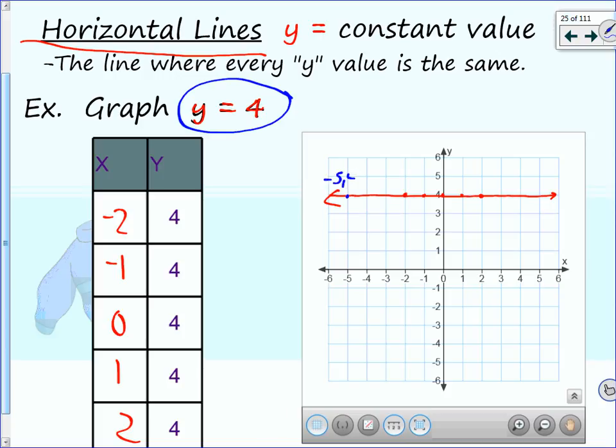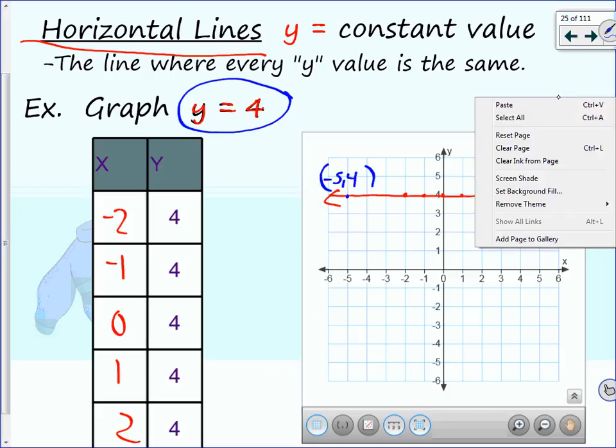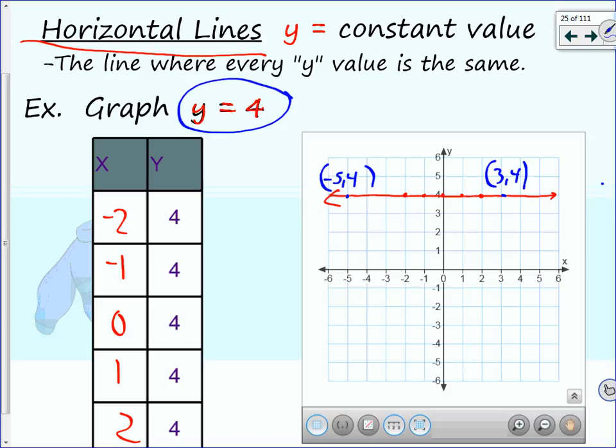Like this is (-5, 4). This is (3, 4). So if you see y equals 4, that means y is always 4. It's one of those things that's almost so easy it's hard, because what do they mean y equals 4? It means y equals 4 always, and x can equal any number at all: -5, -4, -3, -2, -1, 0, all the way to infinity and negative infinity. So when you get y equals a number, it's going to be a horizontal line. Any questions on that?